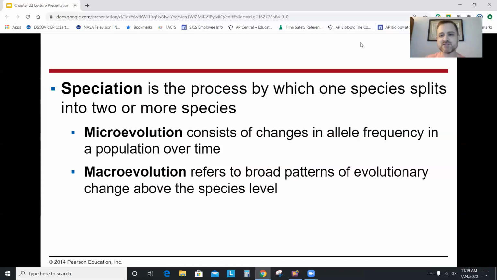Couple definitions really quick. Speciation is just the fancy word for creating new species. Microevolution and macroevolution, we defined these in previous chapters. Microevolution is when you're looking at allele frequencies. This was Hardy-Weinberg. Macroevolution was basically chapters 19 and 20, looking at broad patterns of evolution, as in what Darwin was doing.